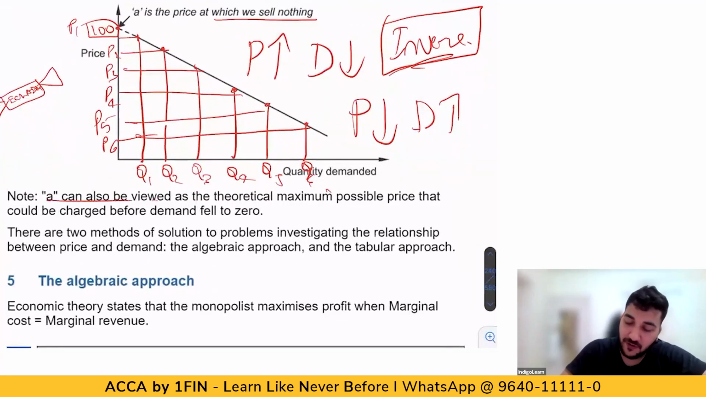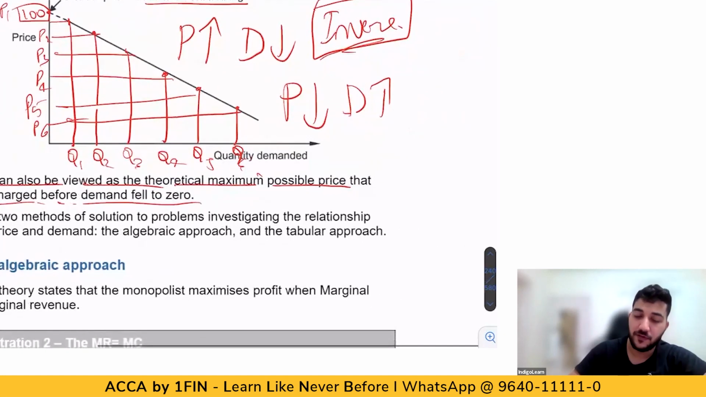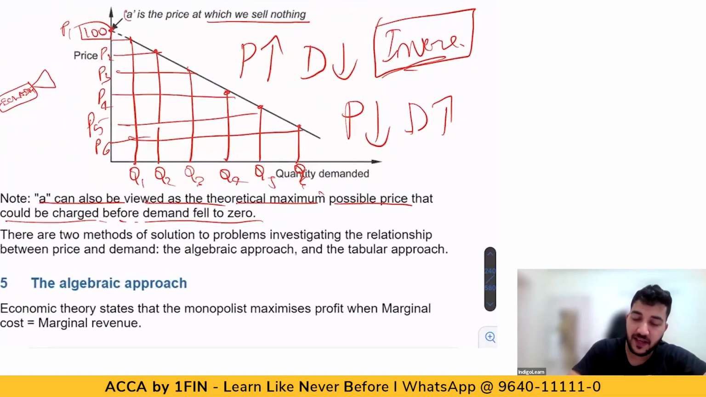A can also be viewed as a theoretical maximum possible price that could be charged before demand fell to zero. So this point A, they are saying, is the theoretical maximum possible price. If you keep it at that price, nobody will buy.